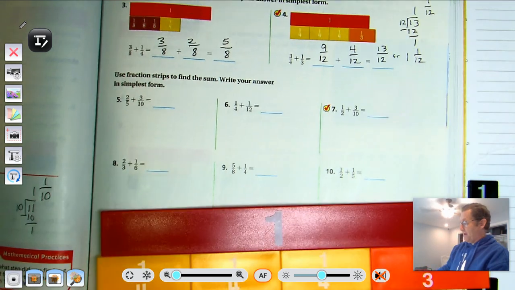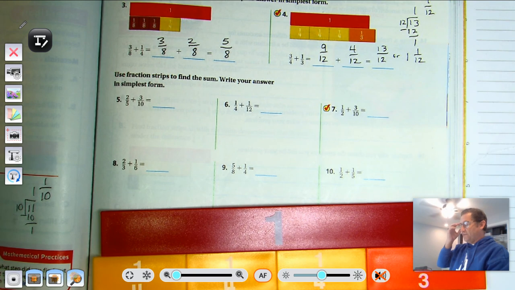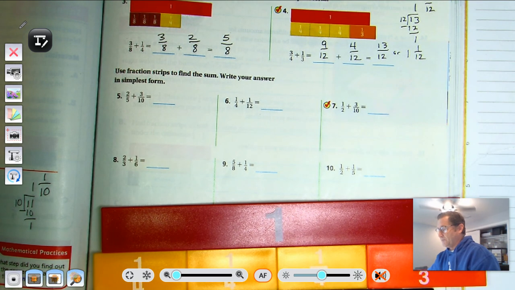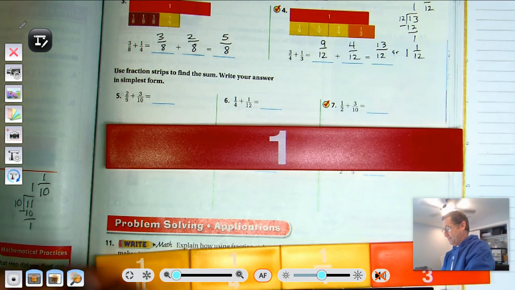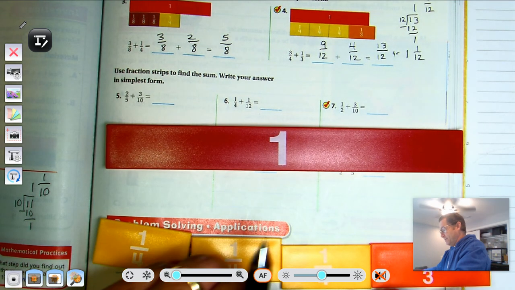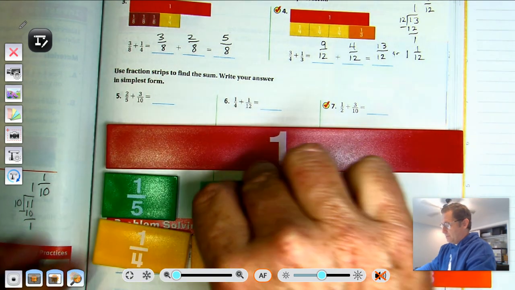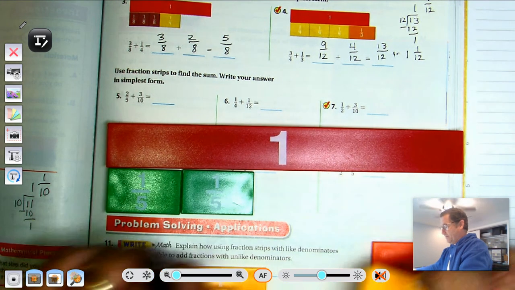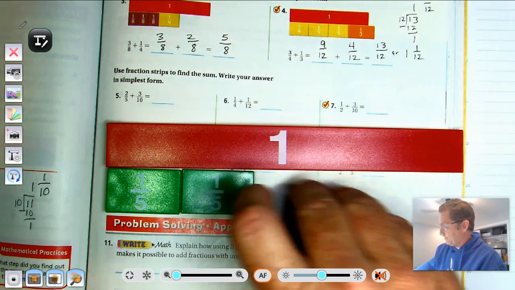All right, number 5. Use fraction strips to find the sum. Write your answer in simplest form. 2 fifths plus 3 tenths. 2 fifths and 3 tenths. Okay, there's our 2 fifths. And we now have to add 3 tenths.